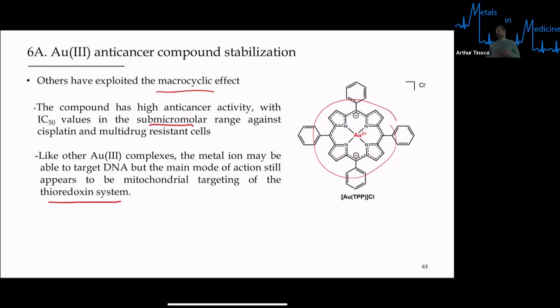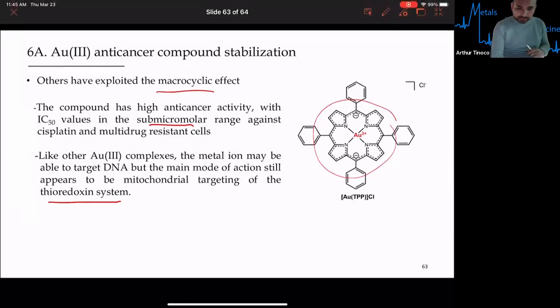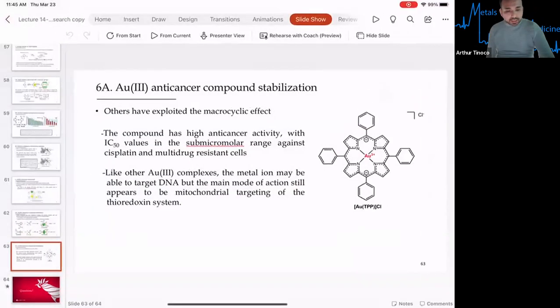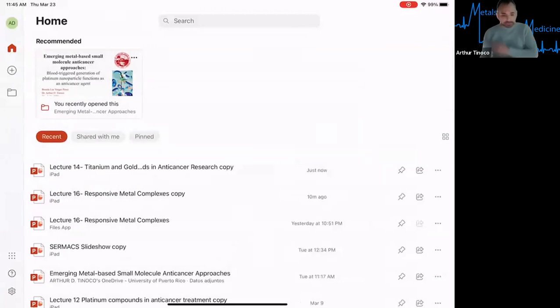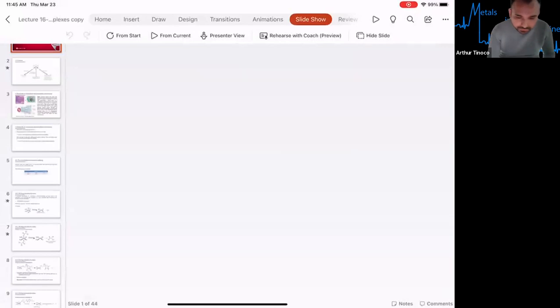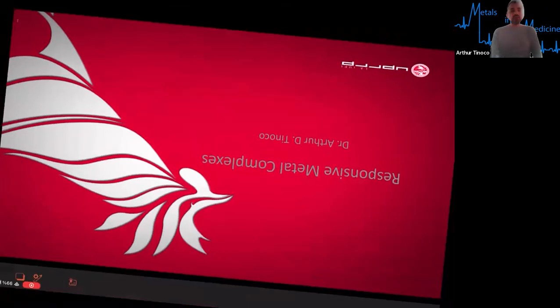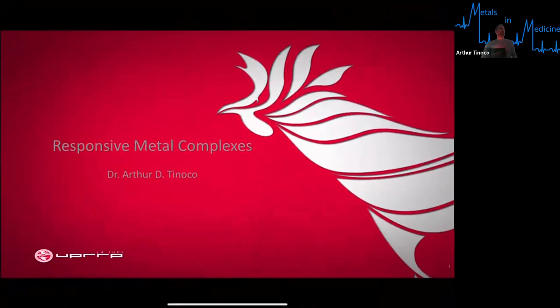Other questions? All right. So what we're going to do is continue our discussion about coordination compounds and their contributions to the anti-cancer field. Let me just switch over to here. All right. So we're going to look at compounds that have a responsive feature. What does that mean? They respond to some sort of trigger. It could be biological or something external that's going to trigger an activity.